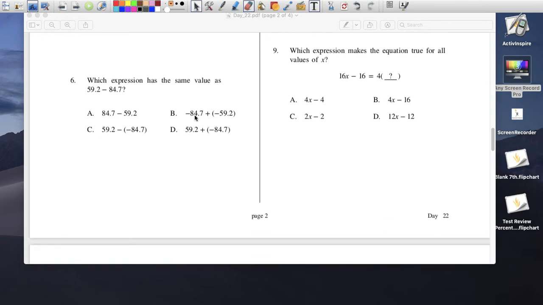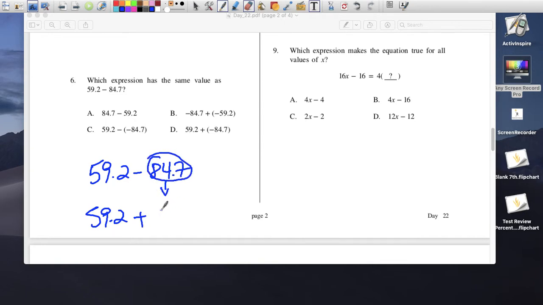6, which expression has the same value as 15? Wow. So they want to rewrite this in a different way. So remember, a subtraction problem can be written as an addition problem by adding its additive inverse. So 59.2, I'm going to change the subtraction to addition. And this one, the 84.7, we change it to its additive inverse, which is the opposite, or 84.7, but negative.